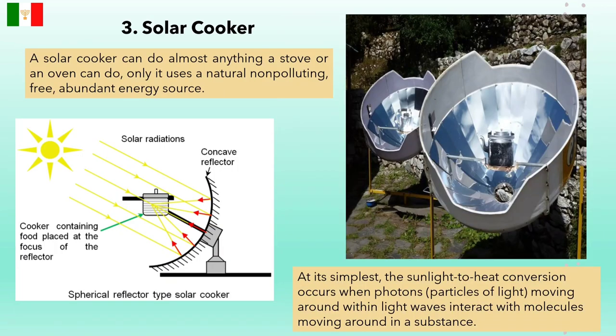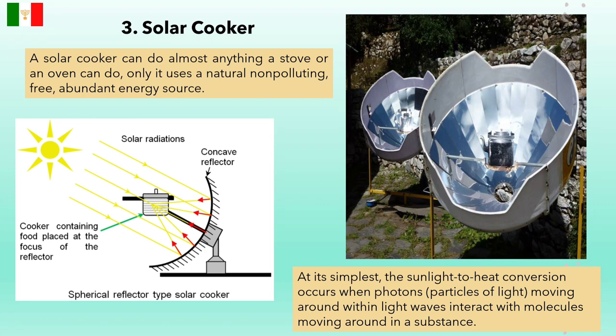And the last one is solar cooker. A solar cooker can do almost anything a stove or an oven can do. Only it uses a natural, non-polluting, free, abundant energy source. In this article, we'll find out how sunlight becomes heat. Check out the different types of cookers available and how they work. See what makes solar cooking a potential lifesaver in many parts of the world and examine some of its shortcomings.